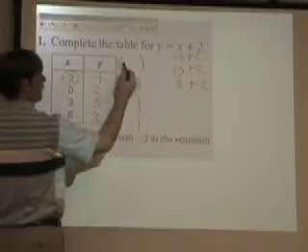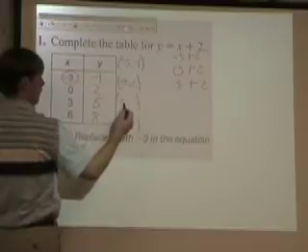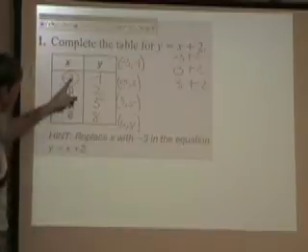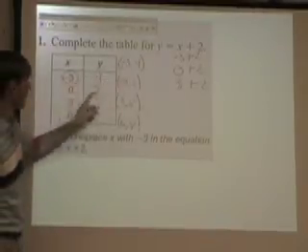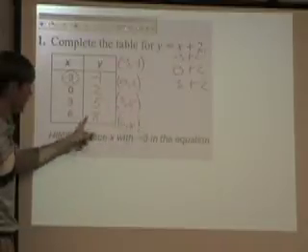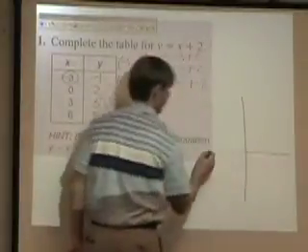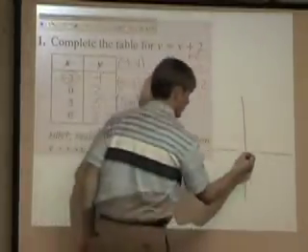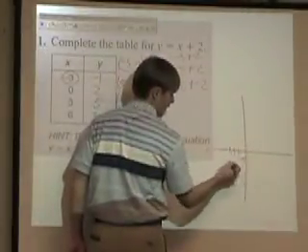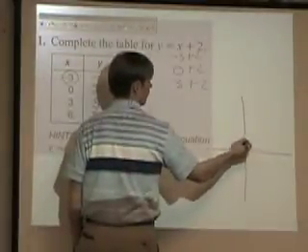So we got negative 3, negative 1. 0, 2. 3, 5. And 6, 8. You can see each one comes from negative 3, negative 1, 0, 2, 3, 5, 6, 8. So now we're going to take a coordinate plane, and we're going to place them on the coordinate plane. Okay? So we got negative 3, negative 1, right there. We've got 0, 2, right there.